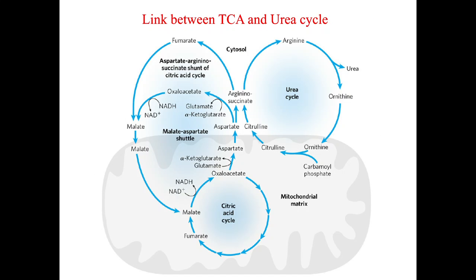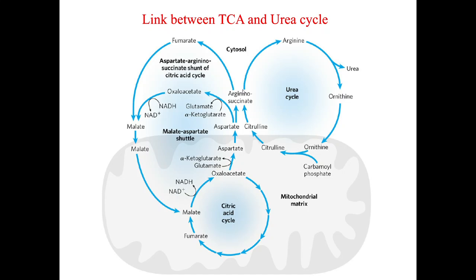So coming to the link between the TCA cycle and urea cycle. The whole lecture we are discussing is the urea cycle. This is the liver. Carbamoyl phosphate has formed, and ornithine and carbamoyl phosphate come together. Citrulline has formed. Citrulline undergoes arginosuccinate synthesis. Next, arginine has formed. Arginine gives ornithine, and now urea is removed.